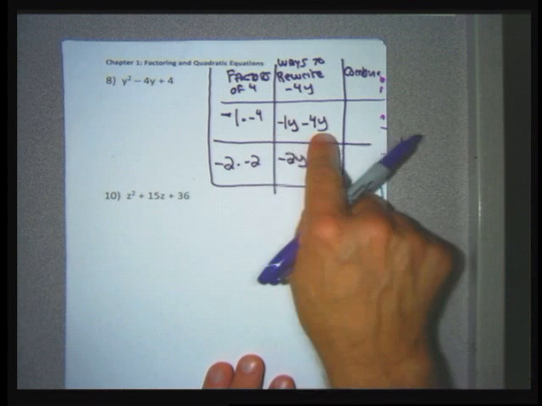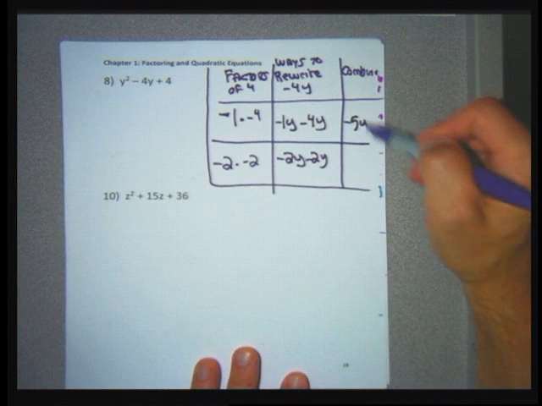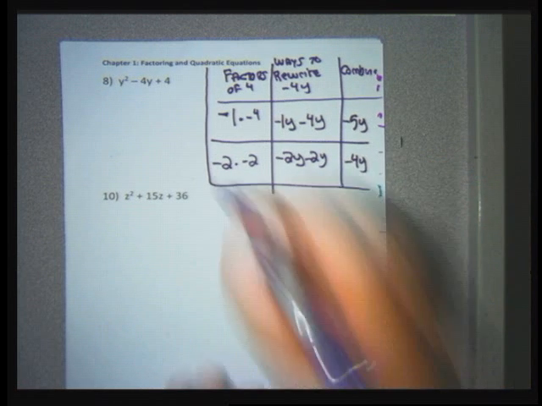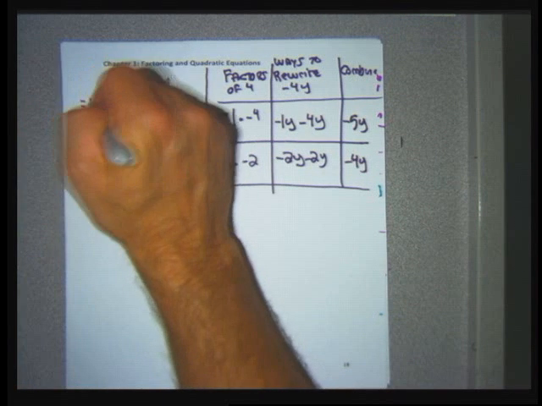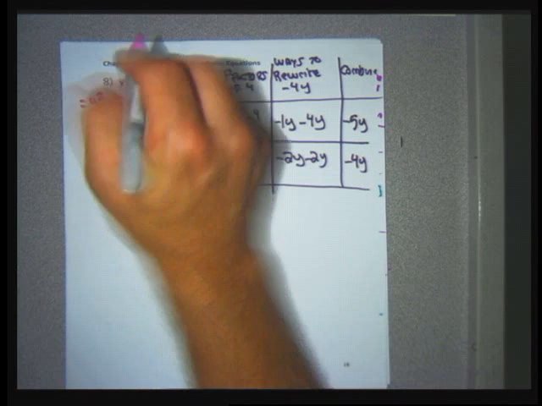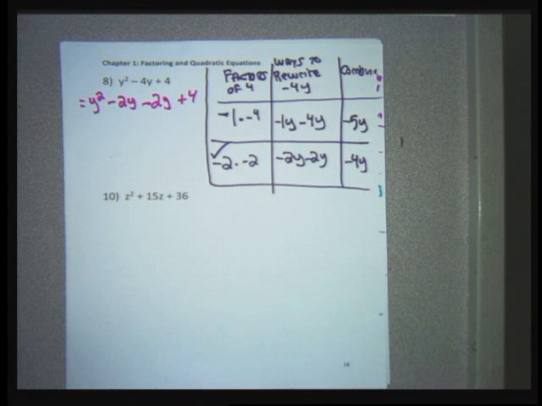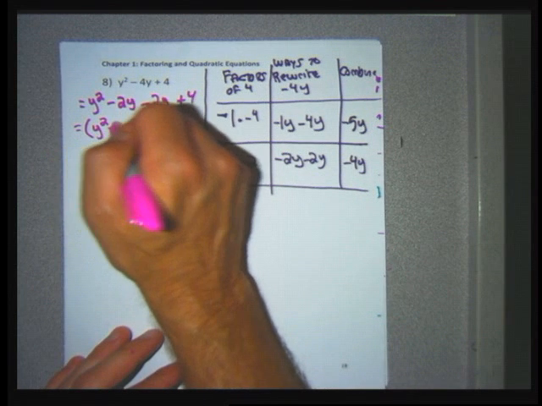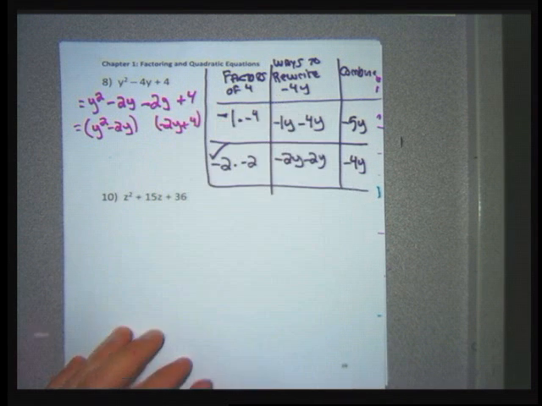Because the numbers in front of the y's have the same signs, when I combine them and I add the numbers and keep them negative, the top one would combine to be a negative 5y, the bottom one would combine to be a negative 4y. This must be the right pair, so I'm going to rewrite the problem as y squared minus 2y minus 2y plus 4. And again, that would simplify to be exactly the line above it. And this is going to make grouping work. So now I'm going to do my grouping. I'm going to make a y squared minus 2y and a minus 2y plus 4 parentheses.